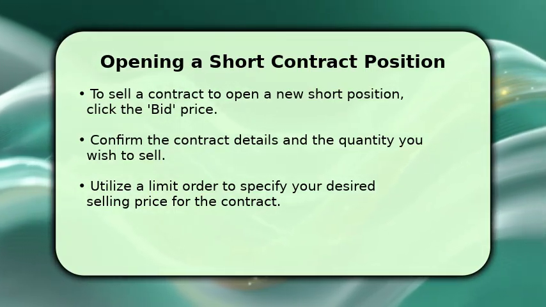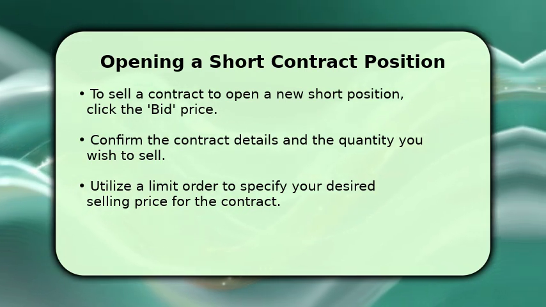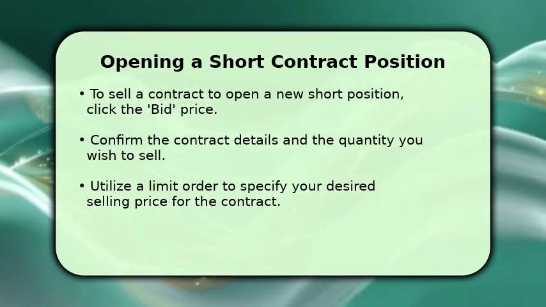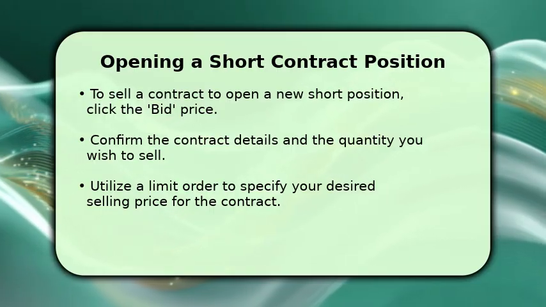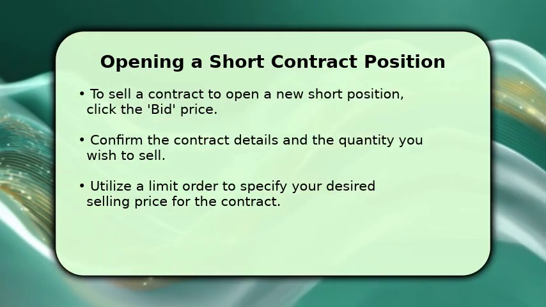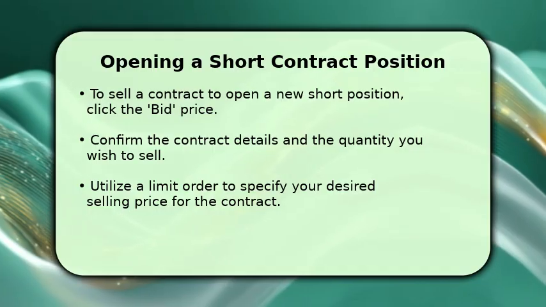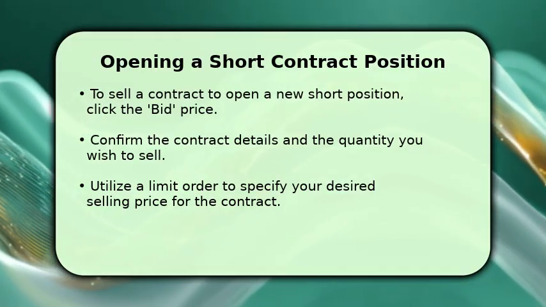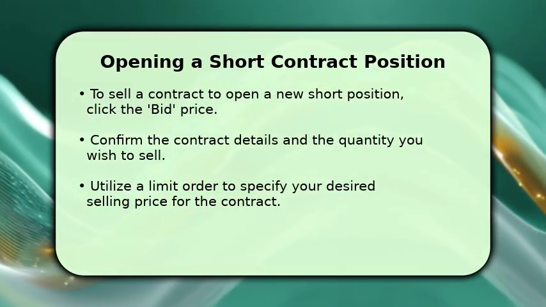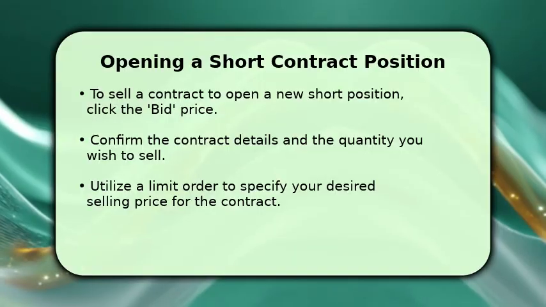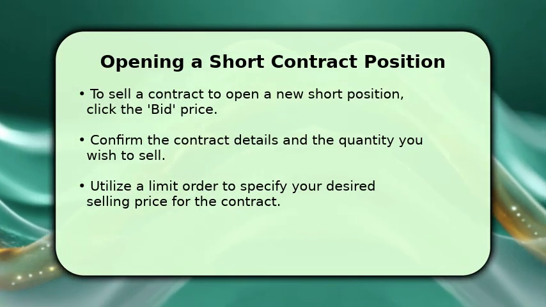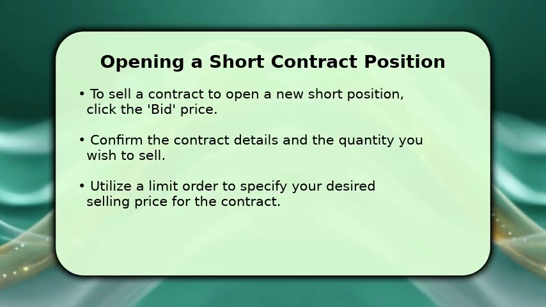Locate the desired contract in the options chain and click on its bid price. This action will bring up the order entry window, pre-filled for a sell order. Verify the contract details and enter the number of contracts you wish to sell. Just like buying, using a limit order is essential to ensure you receive your preferred selling price. Always double-check your order before confirming and sending it.